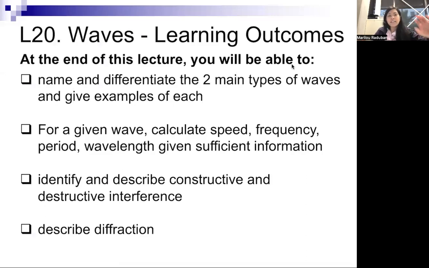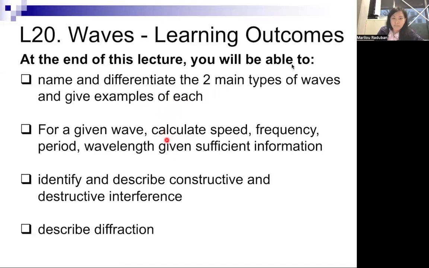Now, in this lecture, we'll see what happens when an object oscillates. It sort of disturbs its surroundings. And in this lecture, we'll see what happens when this disturbance propagates. We have what we call a wave. So we will, in this lecture, define what a wave is, and then we'll differentiate between the two main types of waves and give examples of each.